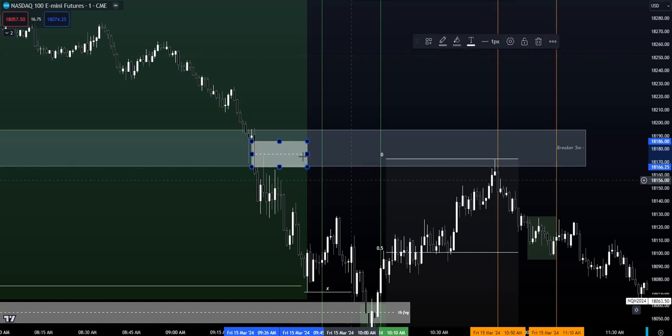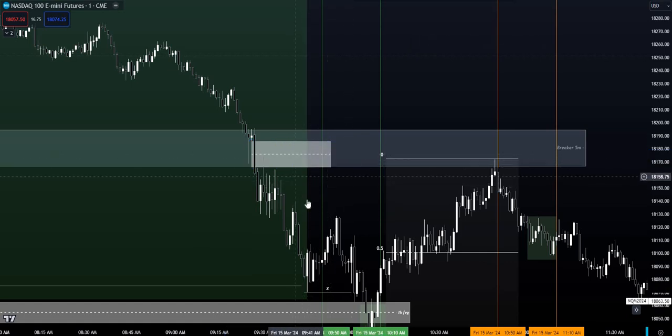And this is known as a unicorn setup, okay? A unicorn setup. And this is where you have a breaker block combined with a fair value gap. And this is a high probability setup for us.